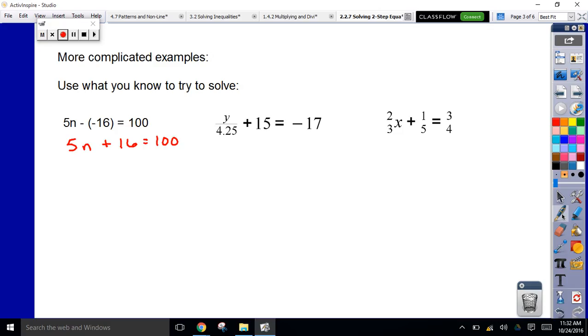Michael, can you tell me what I would do first to solve this two-step equation? You would subtract 16 from 100. Good, and from 16. So you always want to say that you're going to subtract it from both sides, because that's what you're doing. You can't just do it to one side of the equation. So we end up with 5n. What is 100 minus 16? 84. Good, 84.